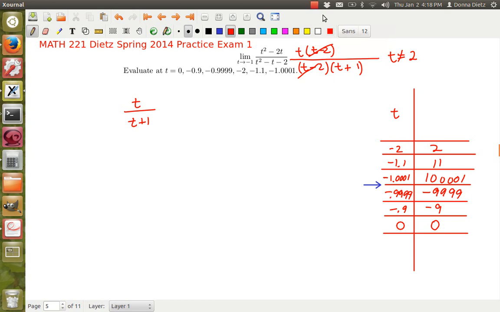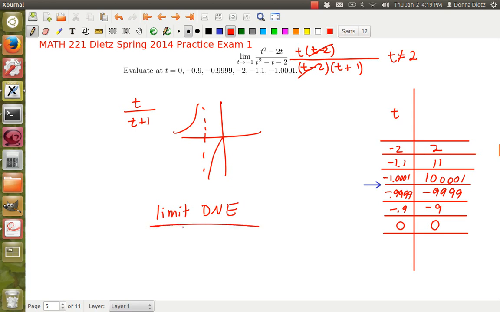So what's happening is, as we approach -1, it looks like we're going down and down. Well, the wrong direction. We're going up and up. It kind of looks like 1 over x, but flipped and shifted. Huh, well, that's what we get. And so the answer is the limit does not exist. That's all you've got to do.